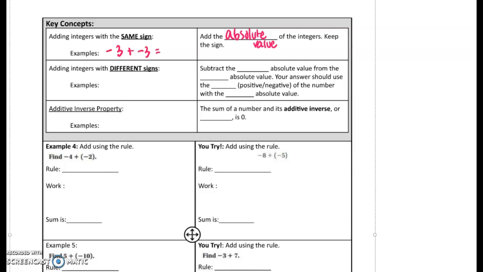They have the same sign, we have negative and negative. We're going to add the absolute values. So 3 plus 3 is 6, and then we keep the sign, which is negative.